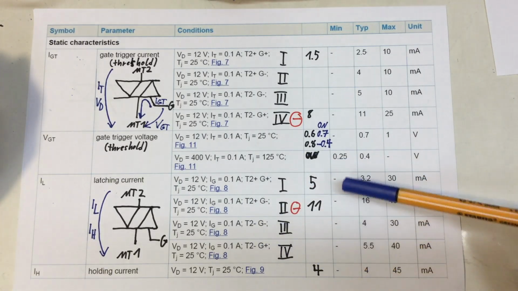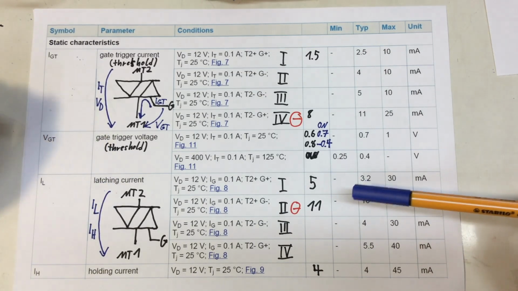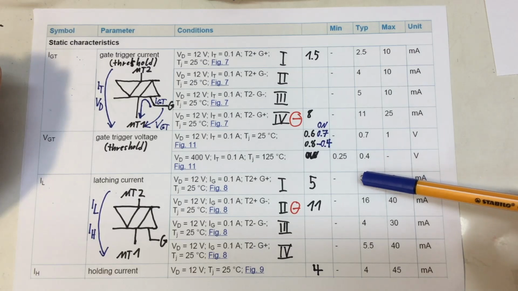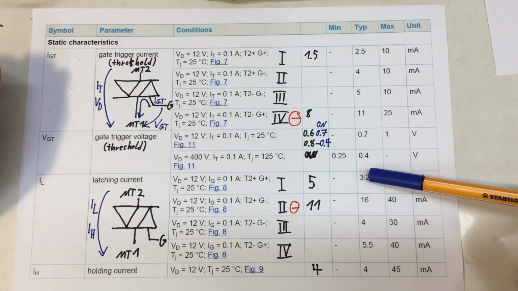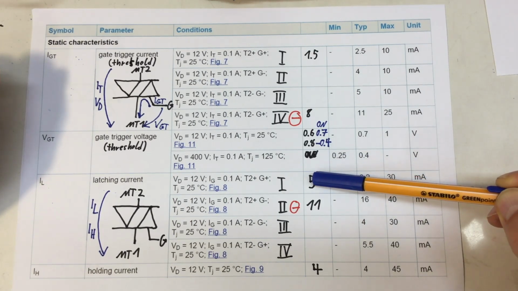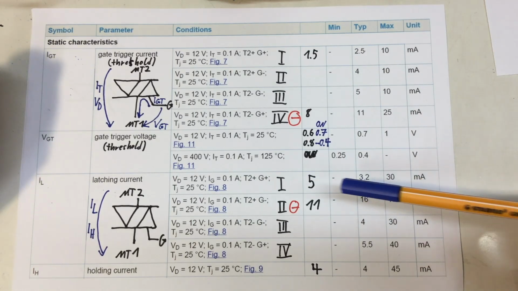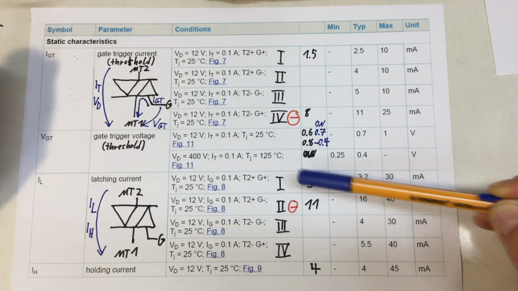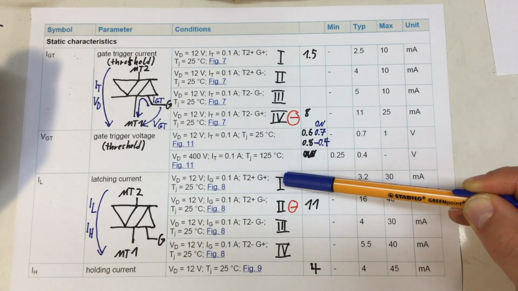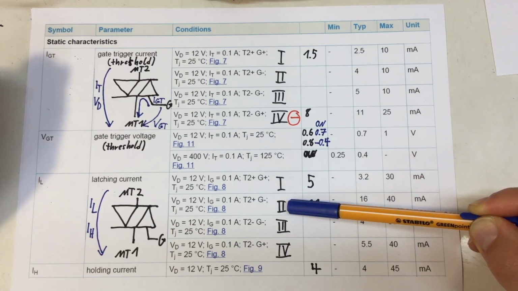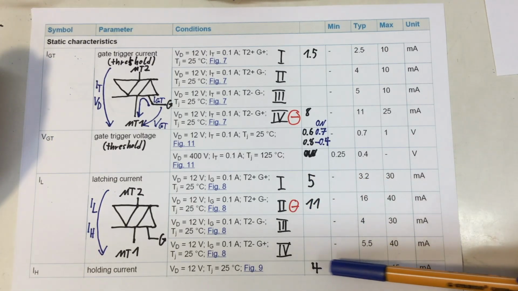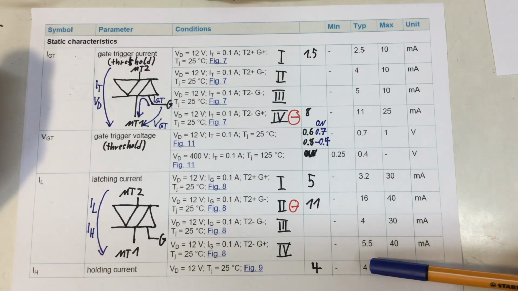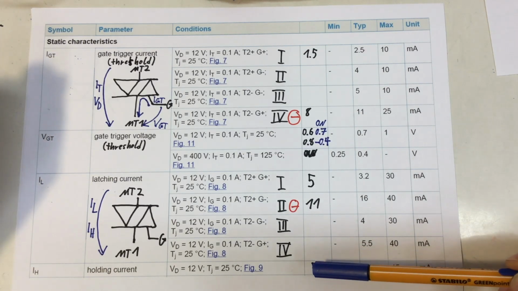So our measured values for the latching current were about in the order of magnitude of the typical values. So 3.2 milliamps versus 5, 16 milliamps versus 11. But important to see, there is a huge difference between quadrant 1 operation and quadrant 2 operation. Our holding current was spot on with the typical value of 4 milliamps, measured at 4 milliamps.